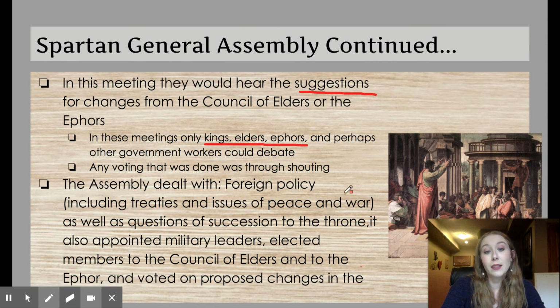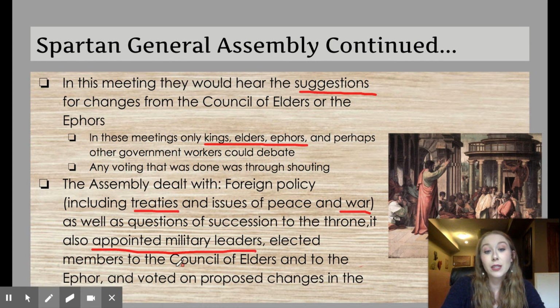And then they can vote on those proposed changes, all right? They're also going to deal with things like foreign policy, so treaties, or going to war. They're going to make those decisions of who they should go to war with. They're also going to appoint military leaders. That is huge, so military generals.